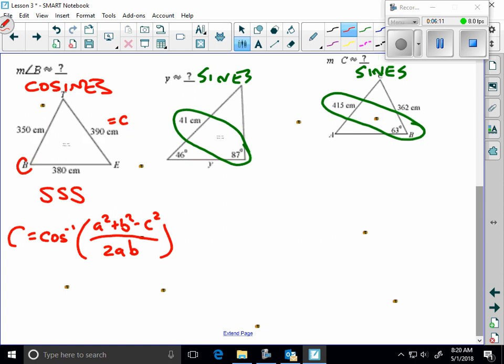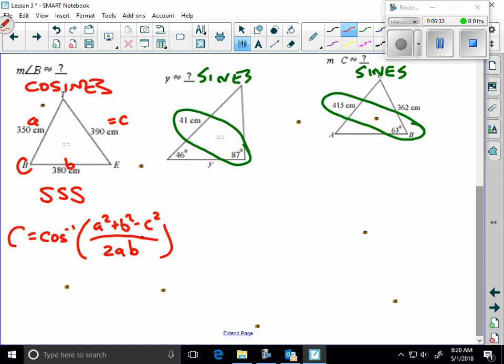What does side A have to equal? Rhetorical question. It doesn't matter, right? A and B are interchangeable. I'm going to go A here. I'm going to go B here.